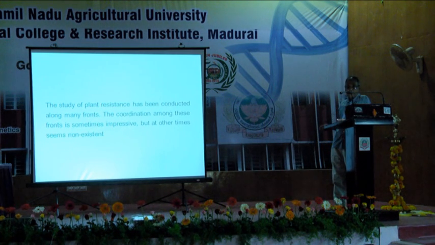So the study on plant resistance has been done on many fronts, and the coordination among these fronts is sometimes impressive, but at other times seems non-existent. For example, when Sivasamy was telling about the rust resistance, there was a clear-cut coordination, but when we are dealing with the insect pest, this is not happening. If you get into the example I am trying to explain, then you will understand the problems.